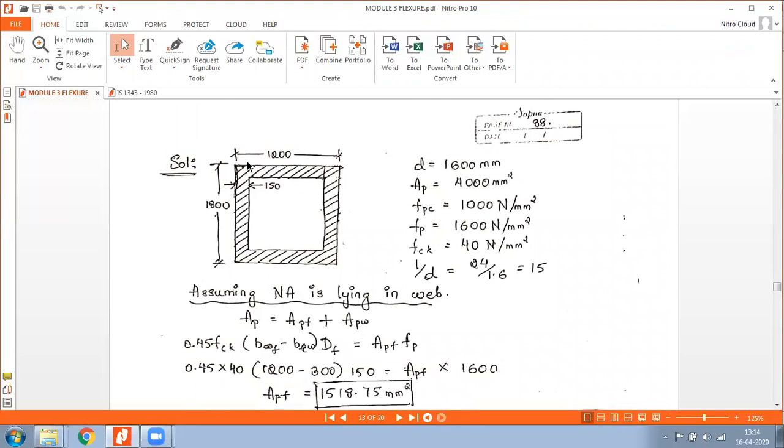First we need to assume the condition that the neutral axis lies inside the flange. Then if the neutral axis is exceeding the depth of the flange, means if in that case we get XU greater than 150 mm, then only we need to proceed for this step.